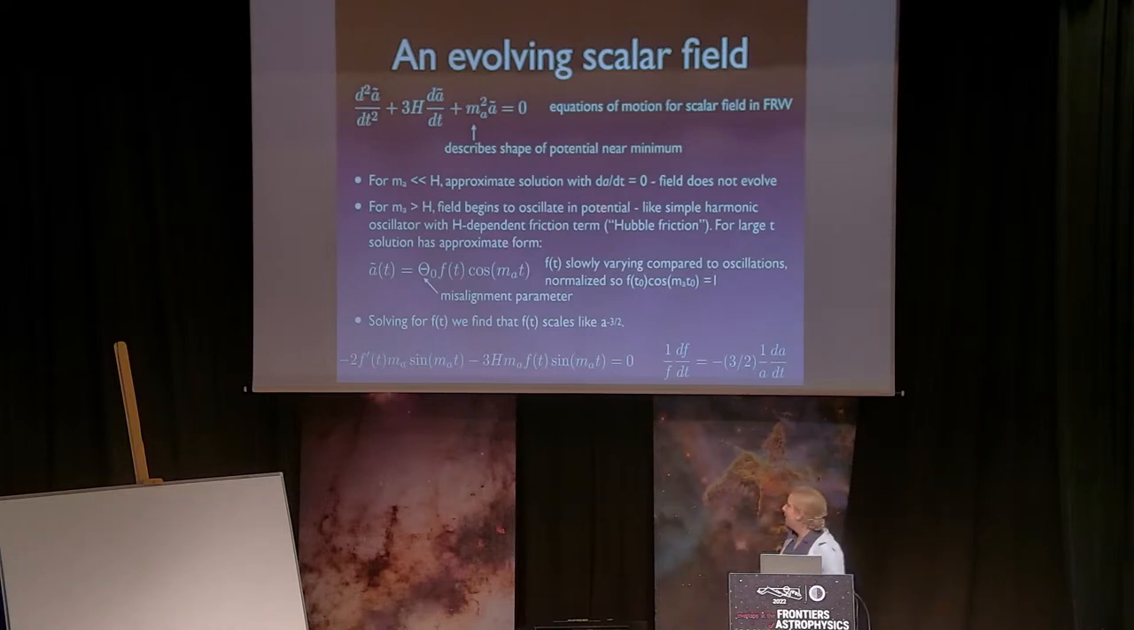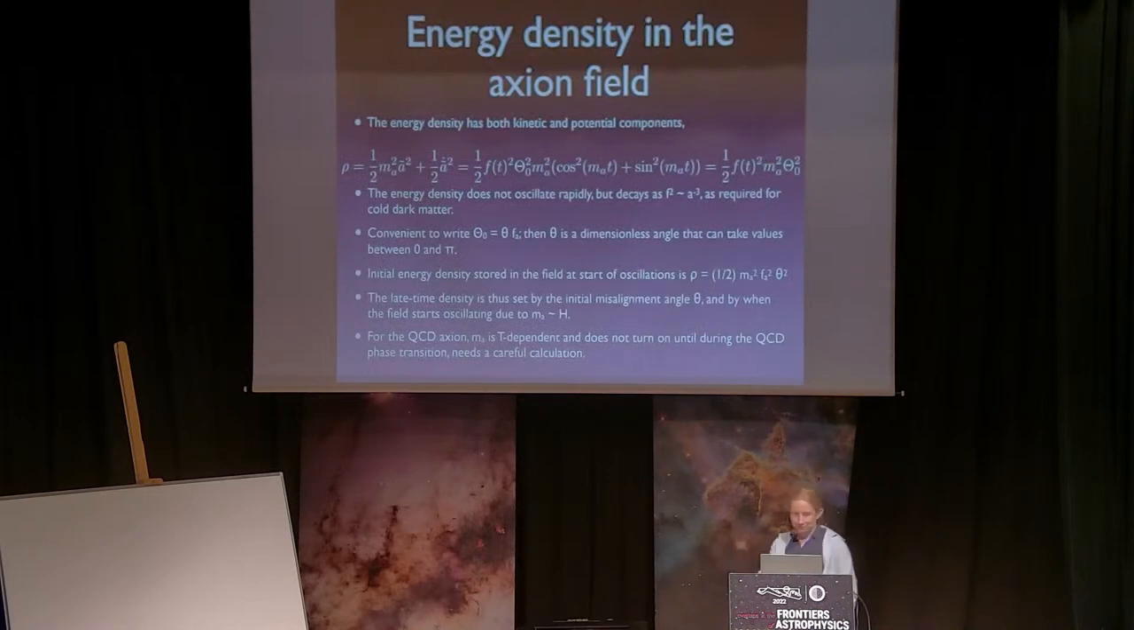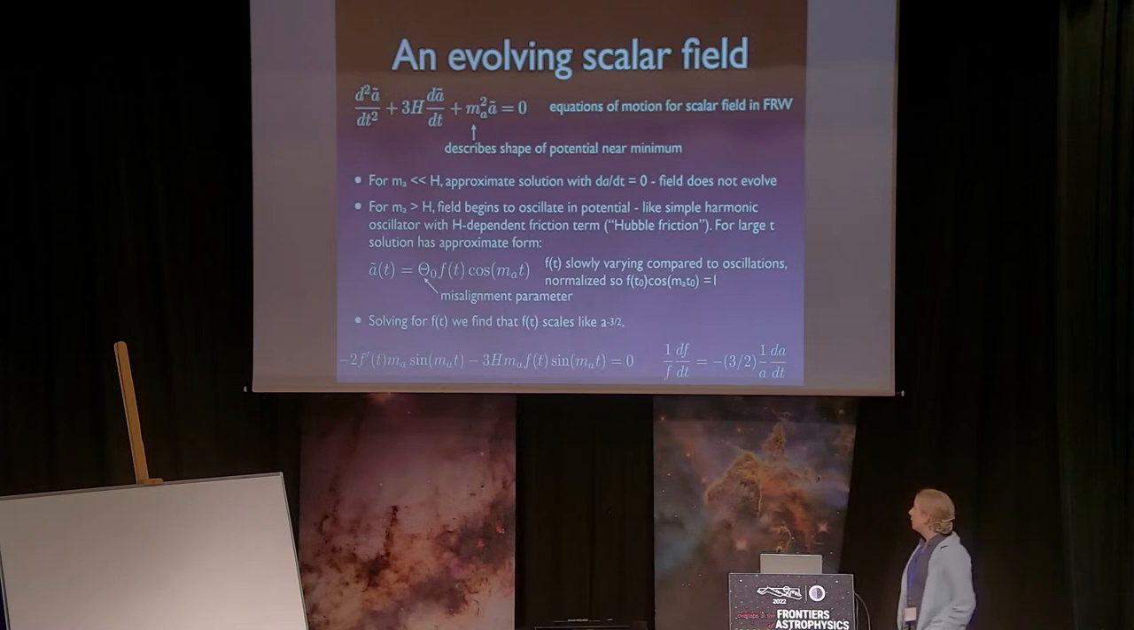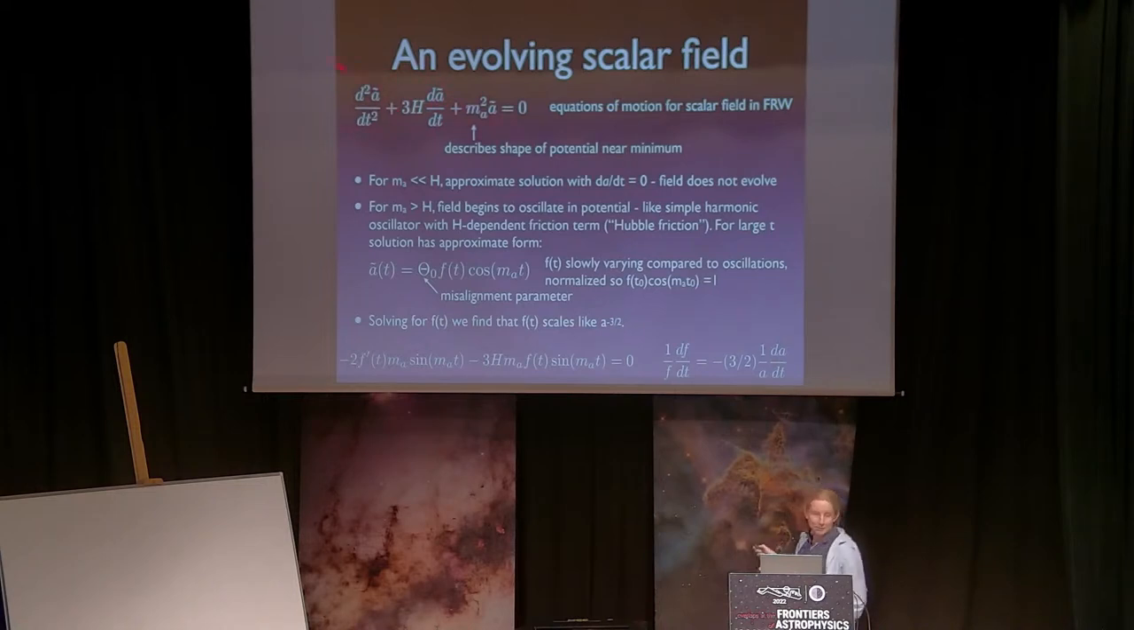This equation of motion is basically the equation of a simple harmonic oscillator with a friction term. If I didn't have this Hubble term, this would literally just be the simple harmonic oscillator. So we sometimes call this the Hubble friction. This is going to oscillate back and forth in the potential. Because of the Hubble expansion, that oscillation will get damped over time and it will end up down at the minimum.